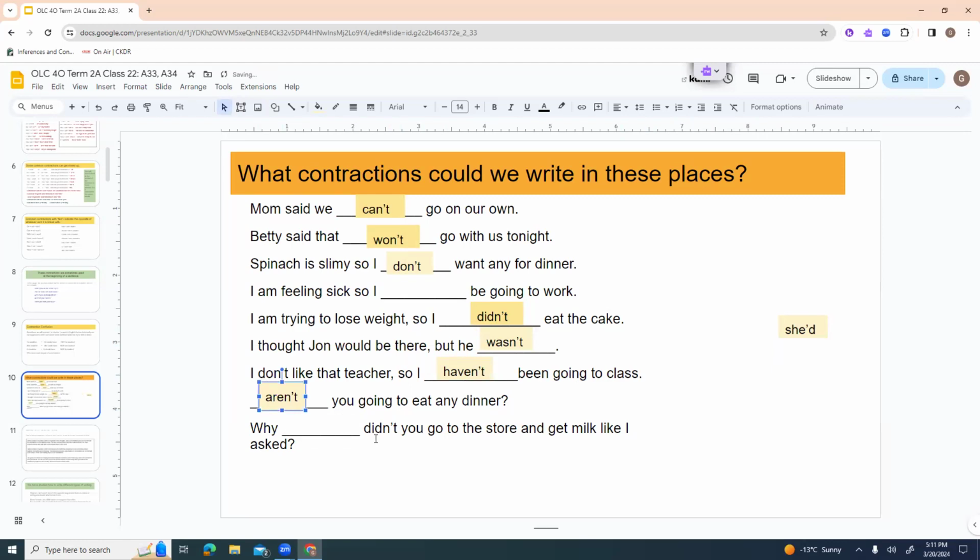Why didn't you go to the store and get milk like she asked? I'm not sure why that one doesn't make any sense there. I'm just going to take that one right off. Okay.